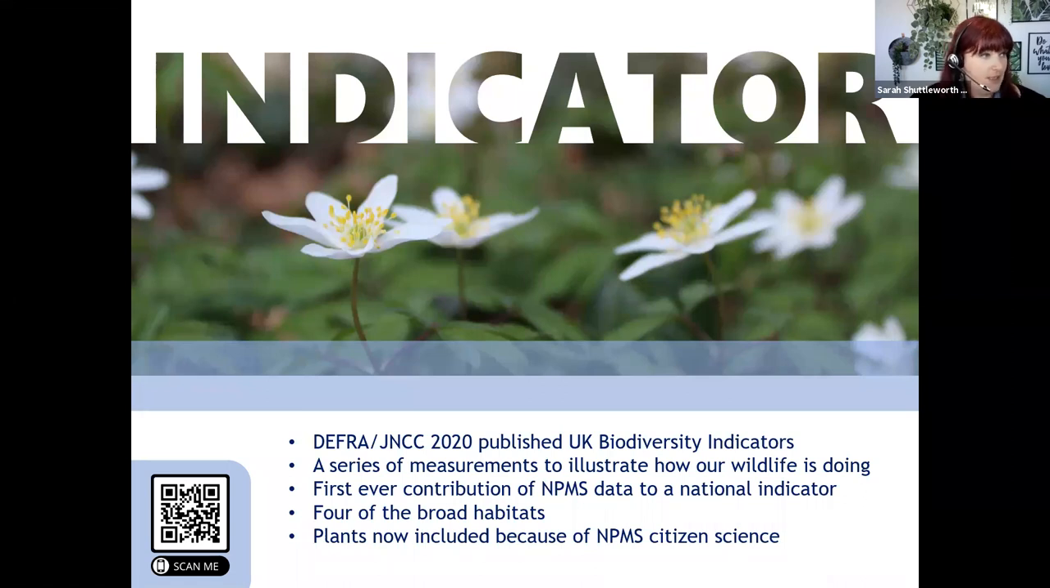Specifically, NPMS data from four of the scheme's best surveyed broad habitats have been used to create a new indicator category, C7 plants of the wider countryside. So the indicator is still classified as an experimental indicator and future work is expected. However, getting to that point in only 6 years of field surveys highlights the incredible dedication of NPMS volunteers in getting out into the countryside, establishing and surveying those plots, in order for us to understand changes to our environment.